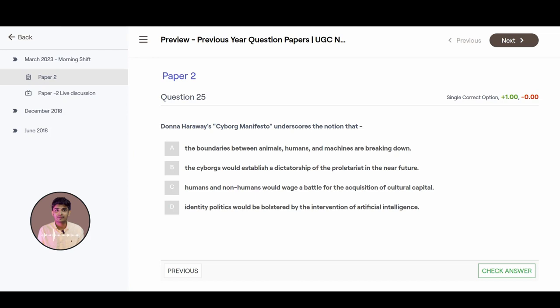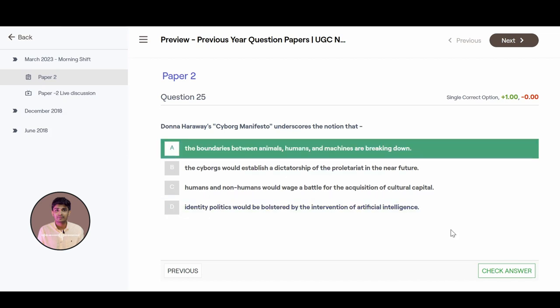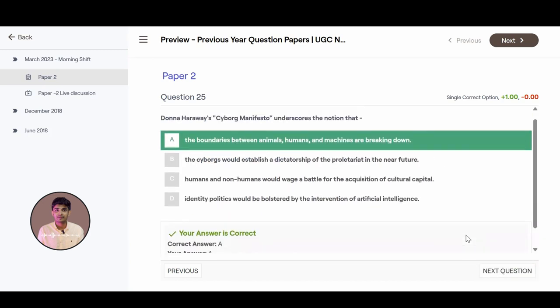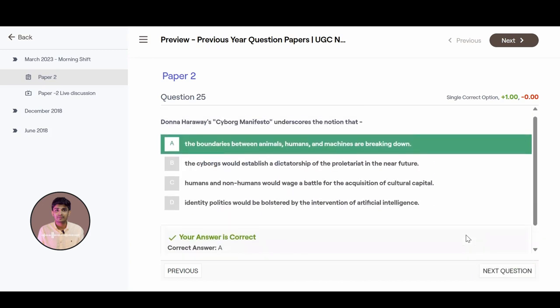You would even probably have Cyborg Manifesto to study in your masters. D is not the answer. A is the answer. I'll tell you why. The main concern of the idea of cyborg is basically, what is a human being? I am a human being, you are human beings. But I'll give you an example used by my professor, when we had a discussion on cyborg.